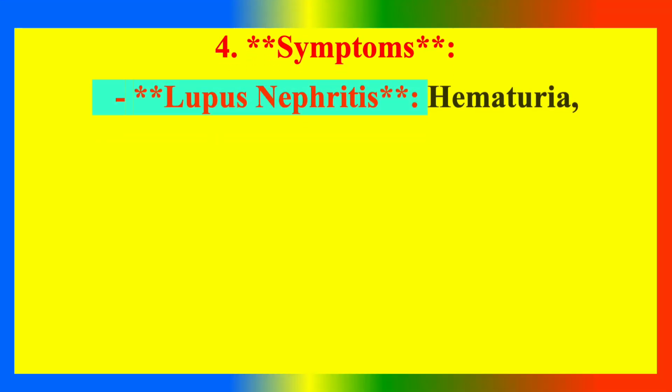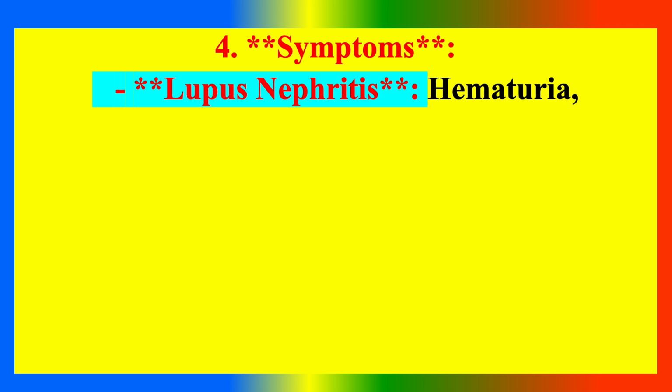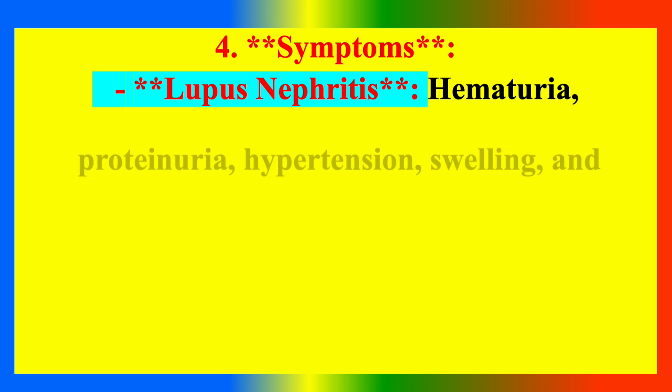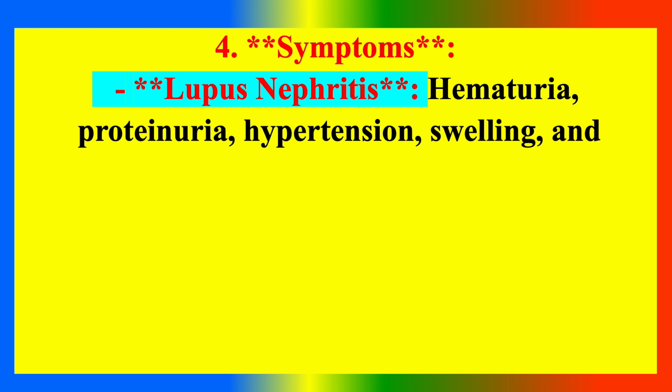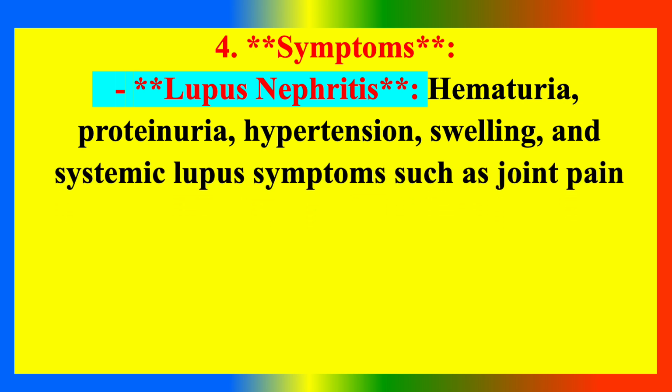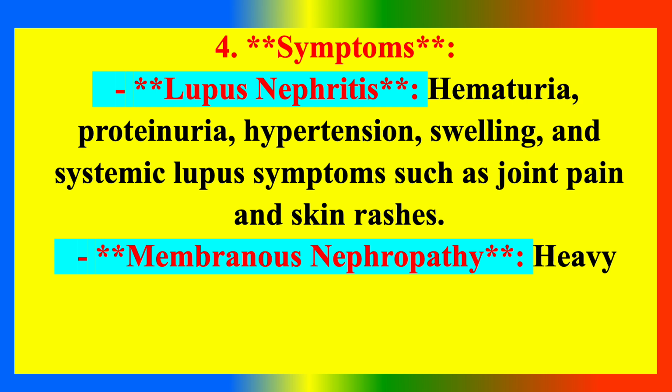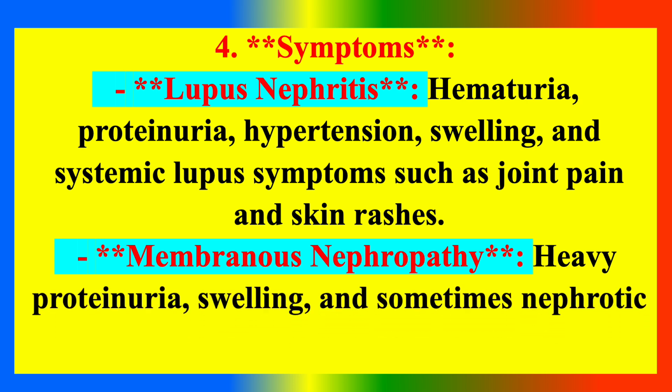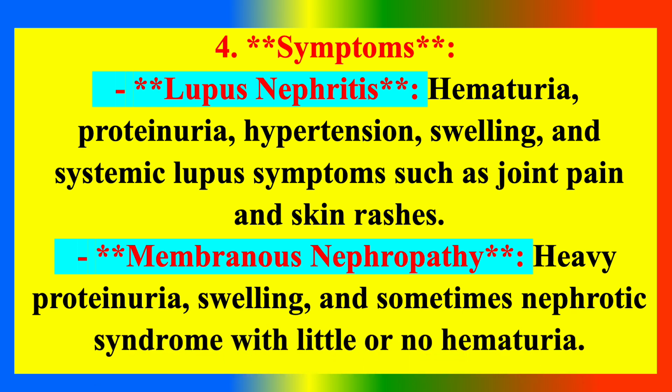Four, symptoms. Lupus nephritis: hematuria, proteinuria, hypertension, swelling, and systemic lupus symptoms such as joint pain and skin rashes. Membranous nephropathy: heavy proteinuria, swelling, and sometimes nephrotic syndrome with little or no hematuria.